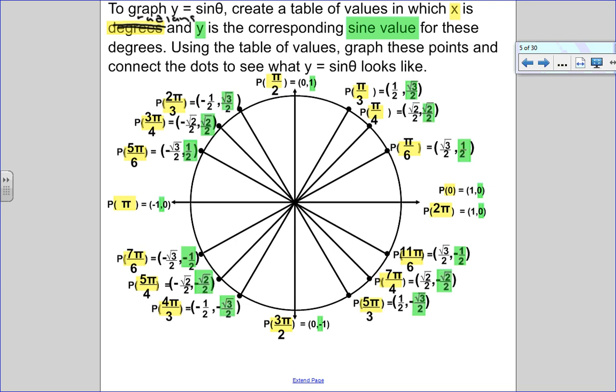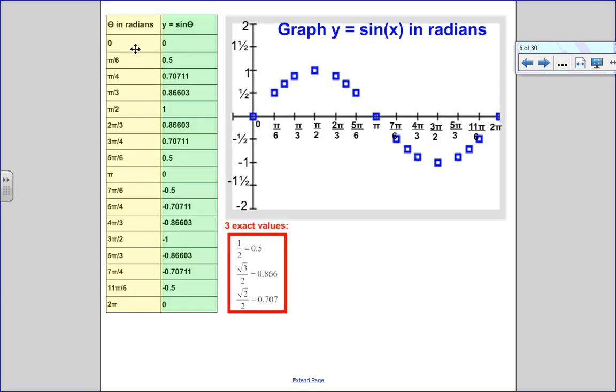And then the y-coordinate will be the sine value of those radians. So for example, I'm going to plot the point 0 and 0, pi/6 and 1/2, pi/4 and √2/2. Same thing I did before, just in radians. So here I have all of my radians. Here I have my corresponding sine, again attached to those exact values. And this is what the sine graph looks like. Connecting the dots, I have a hill and then I have a valley.